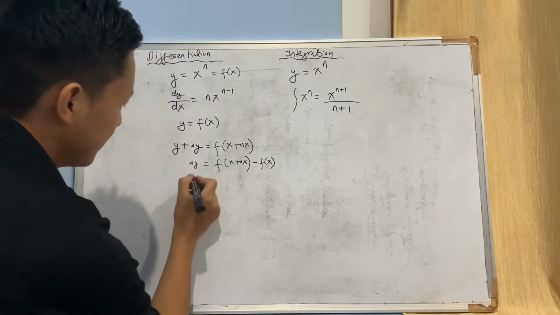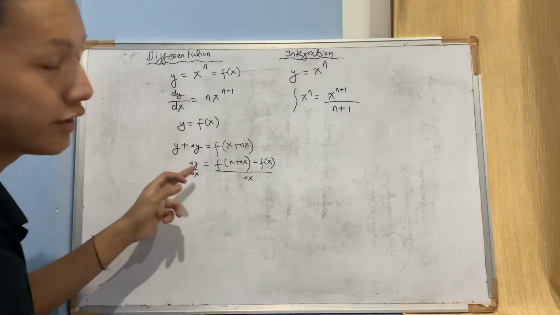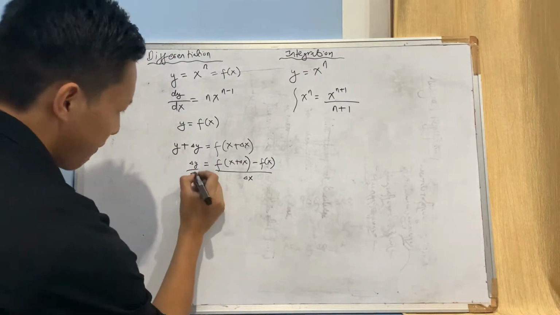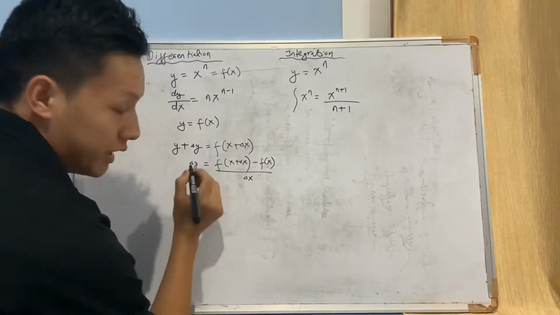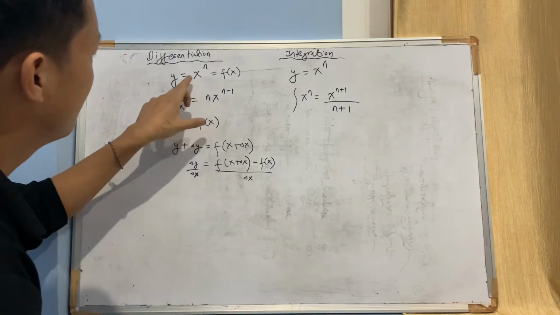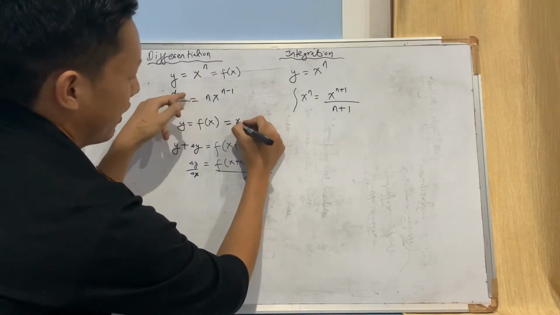So now divide both sides by del x. So we get something like this. This is called the first derivative or the differentiation. So del y by del x is dy by dx, which means first derivative, right? So now put the value. The function is y equal to f of x equal to x to the power n.